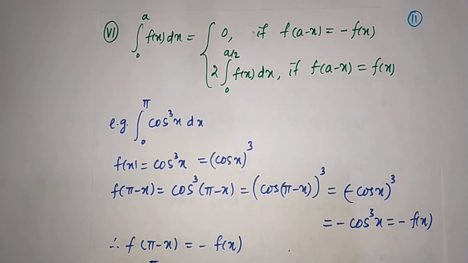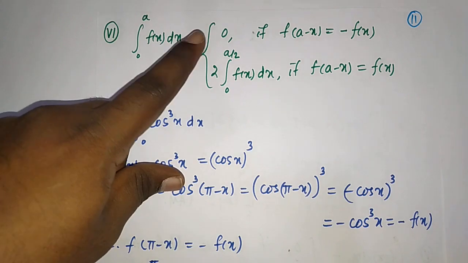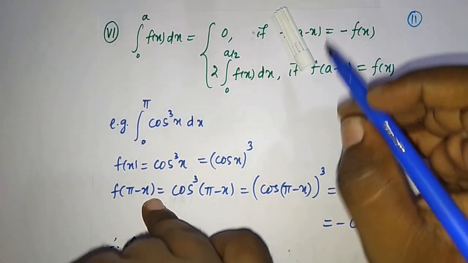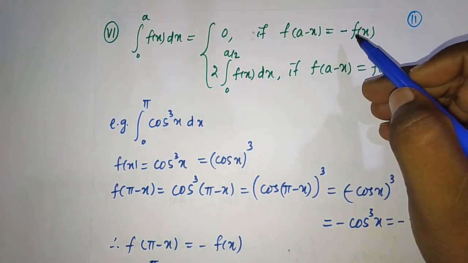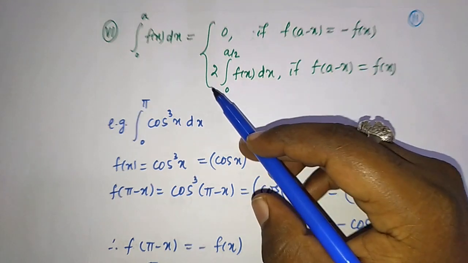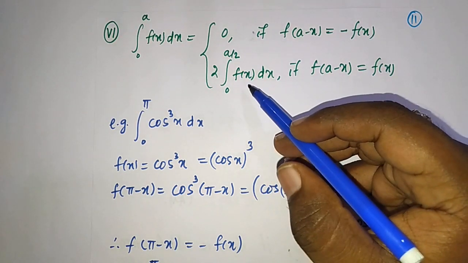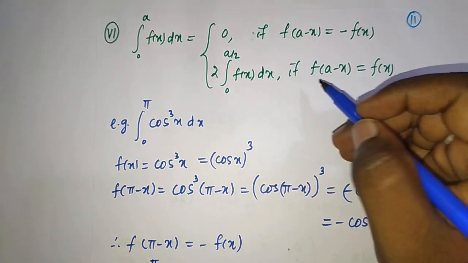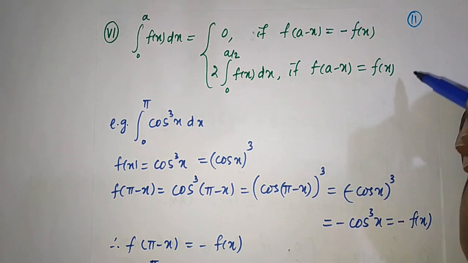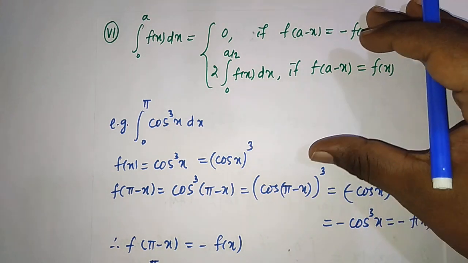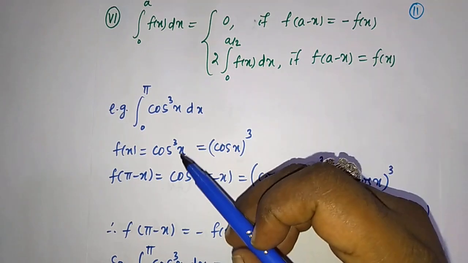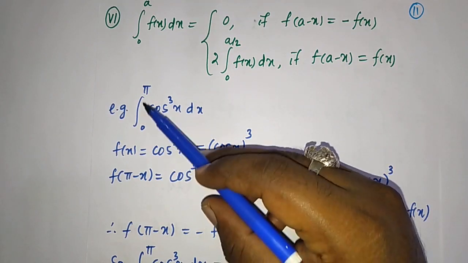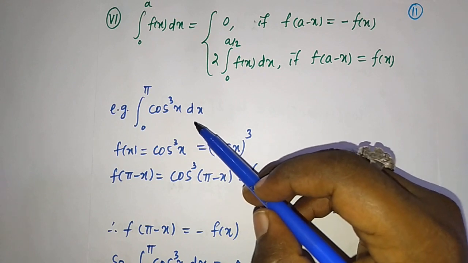Okay, now come to another property, the last one. Integration of f of x from 0 to a is equal to 0 if f of a minus x is equal to minus f of x, and 2 into integration of f of x from 0 to a by 2 if f of a minus x is equal to f of x. Okay, this is another property. See, one example I have given: integration of 0 to pi cos cube x dx.